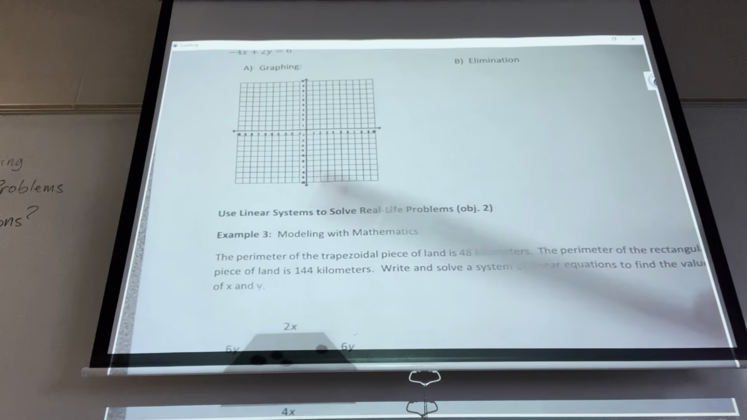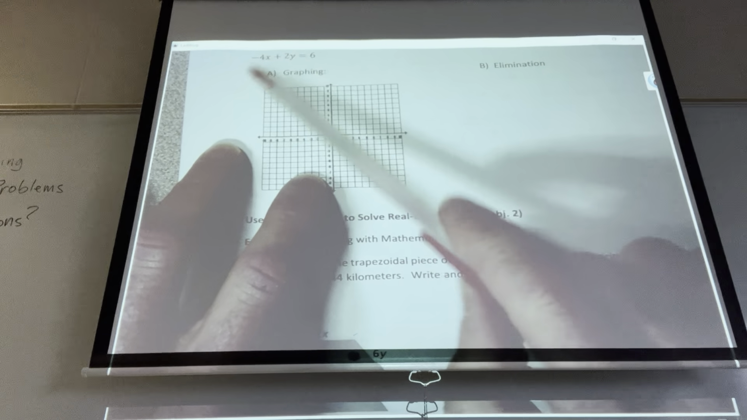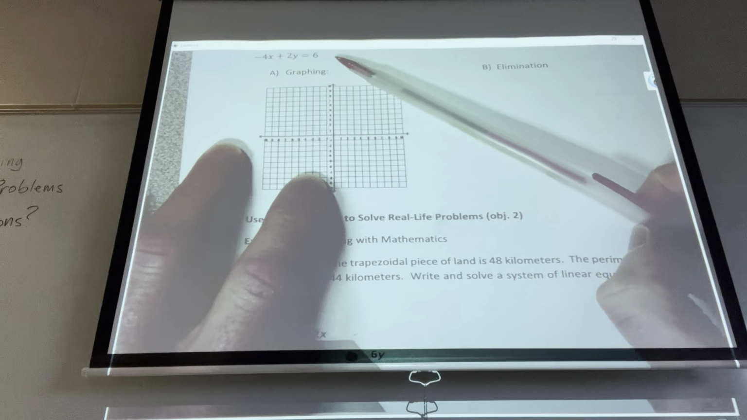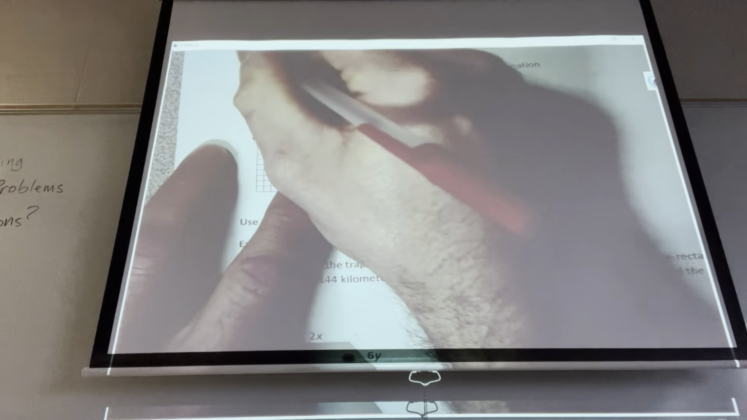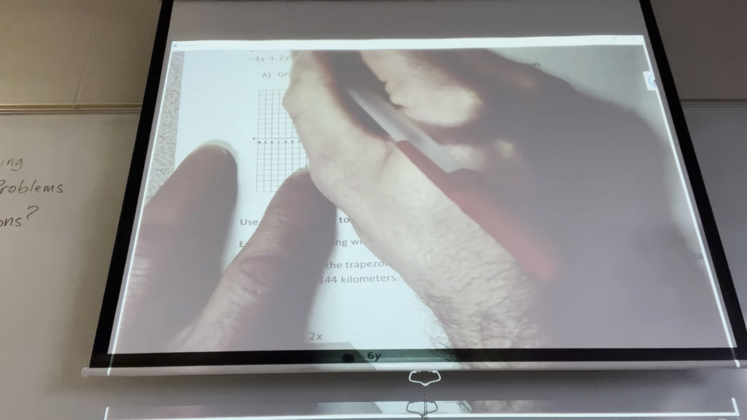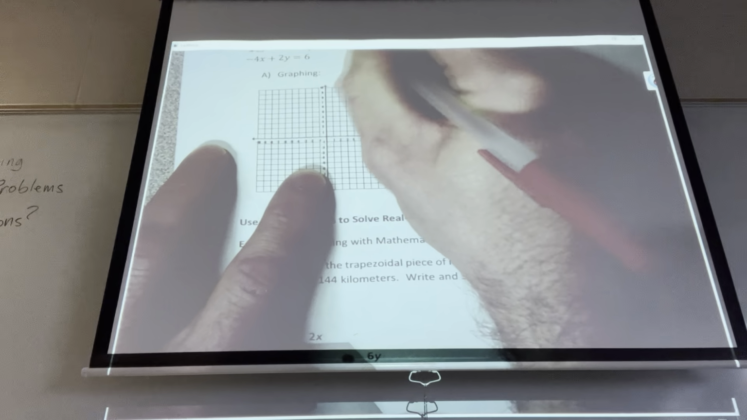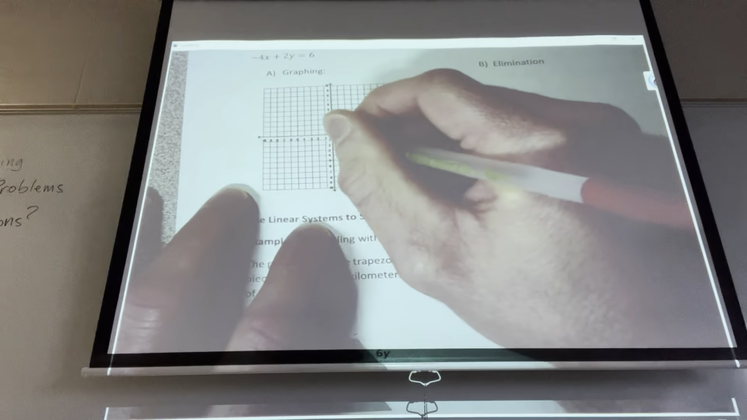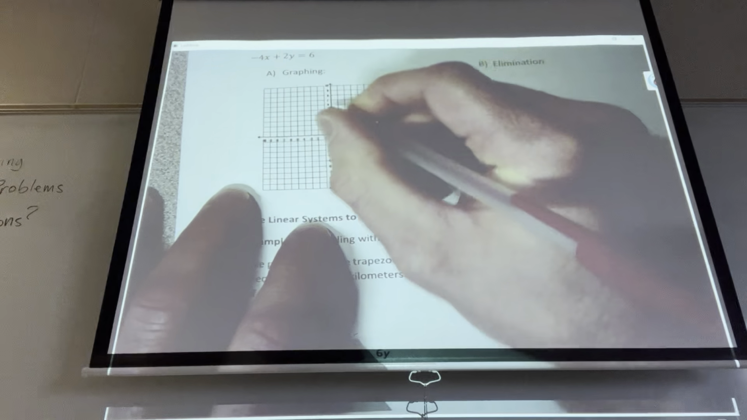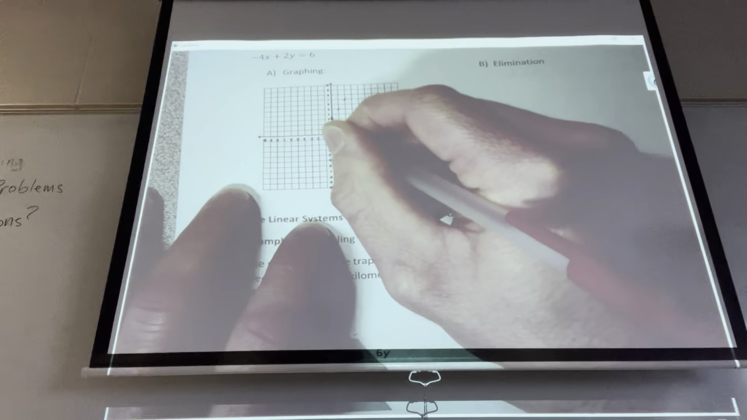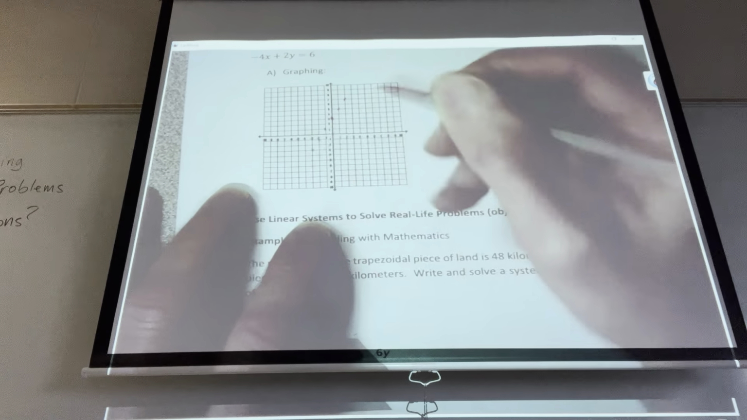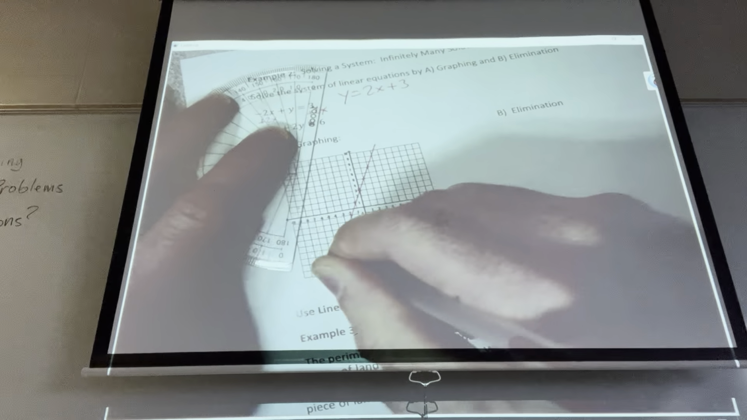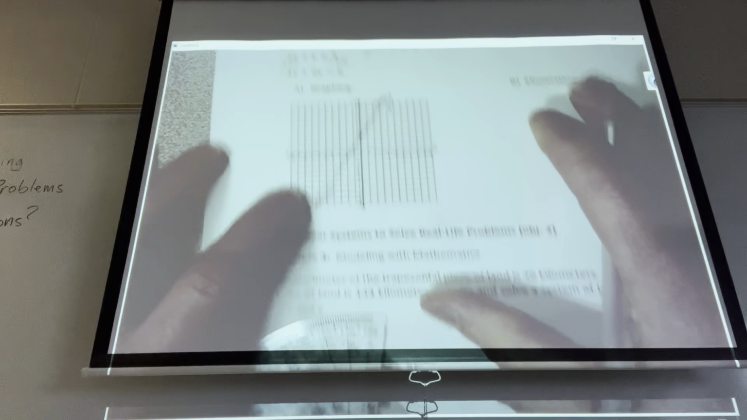Class, to solve this by graphing, these are in what's called standard form. But what form do we want them in to graph? Yeah, slope-intercept form. So one of the equations is going to be 2x plus 3. And the y-intercept is 3. And then slope: up 2 over 1, up 2 over 1, down 2, back 1, down 2, back 1, down 2, back 1. Straight edge it. For our other equation, what do we got to do?